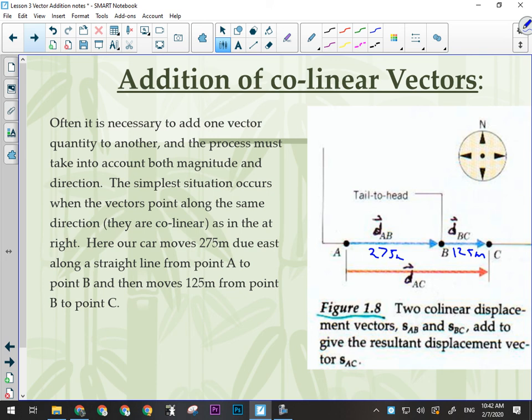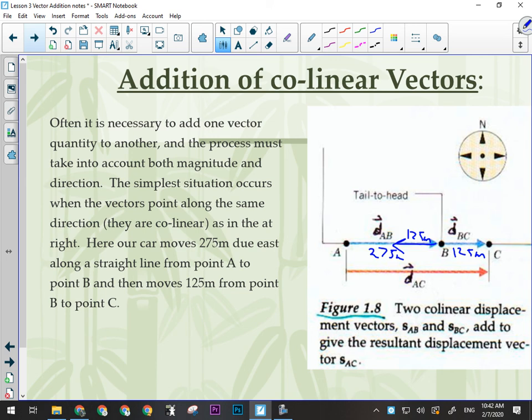If that second vector had been 125 meters west, then it would have been drawn like this. How would I figure out my displacement now? Subtraction will make the 125 negative, because you'll notice the title of this is vector addition. We never say vector subtraction. We always add everything. We just make one thing negative and the other positive. So in this case, we would be looking at 150 meters east as our total displacement.